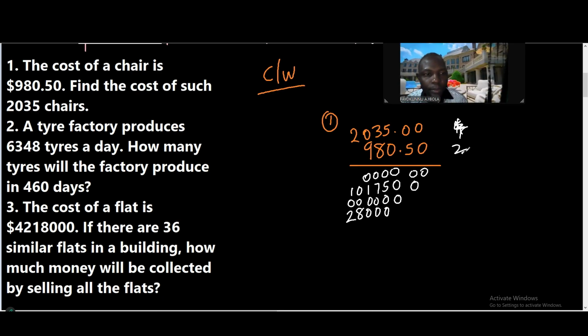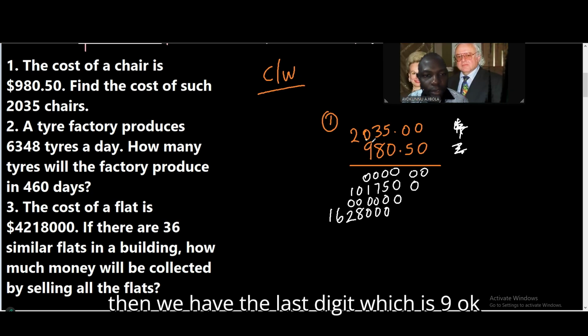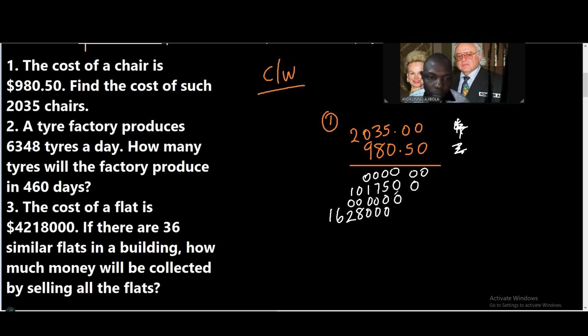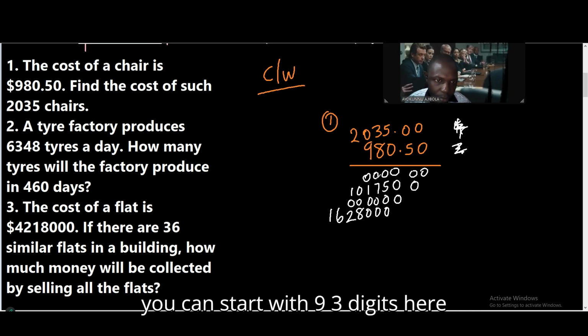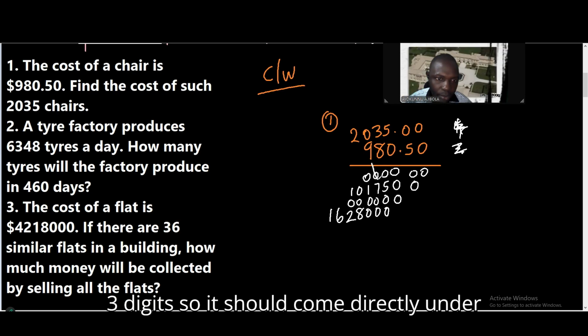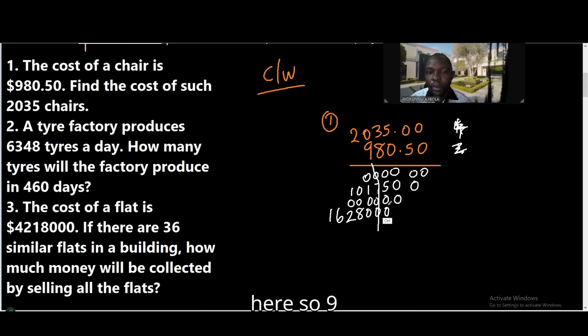Then you add the 2. Then 8 times 2 is 16. Then we have a last digit, which is 9, okay? So directly under the 9, you can start. Where is 9? 3 digits here, 3 digits. So it should come directly under here.